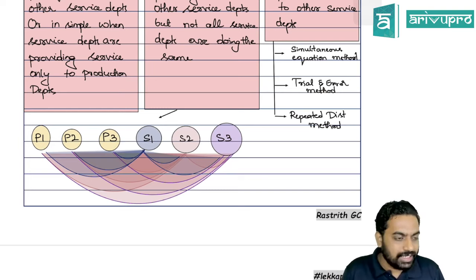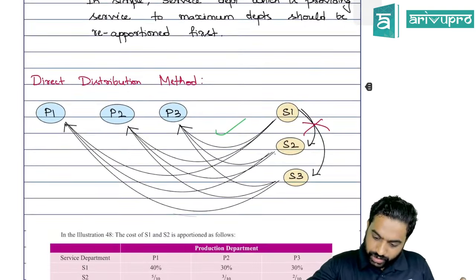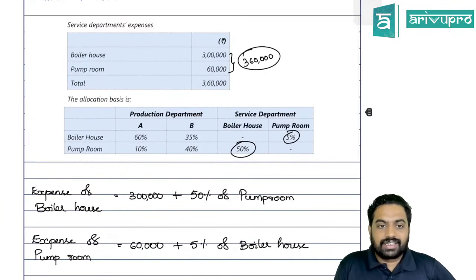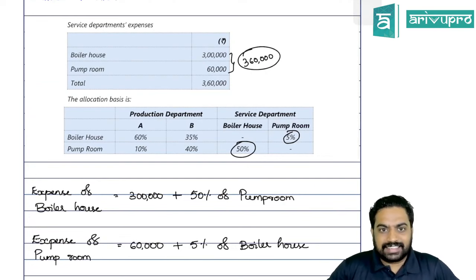In the simultaneous equation method, sir, we are going to write down the equations. I will show here. See here, they are telling us the boiler house is there, no? Boiler house actually incurred 3 lakh.